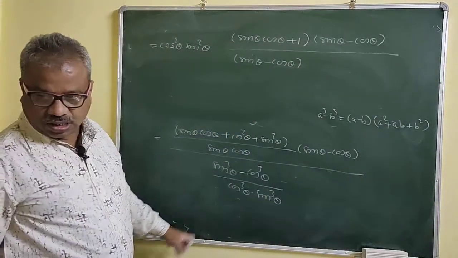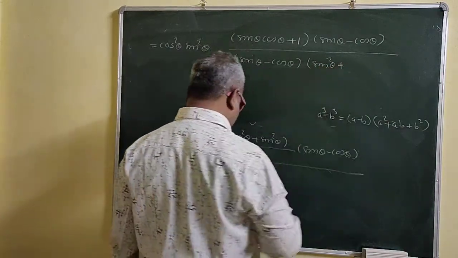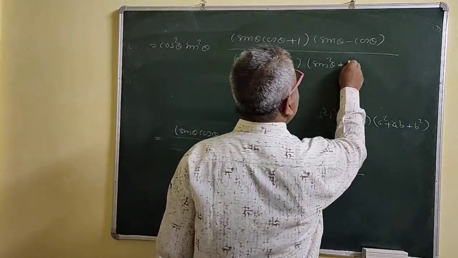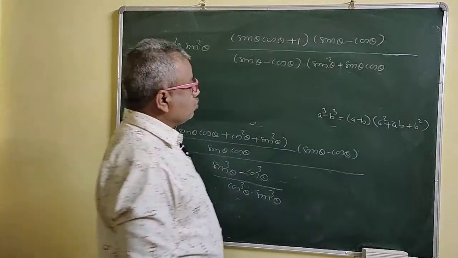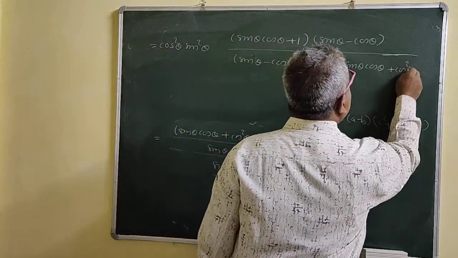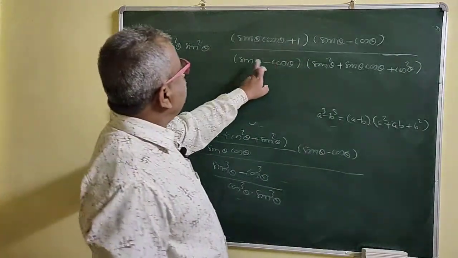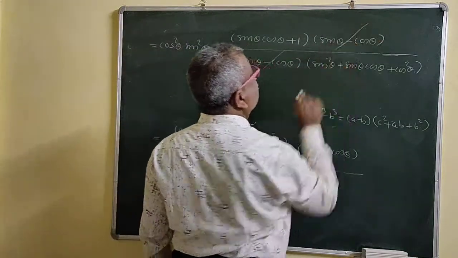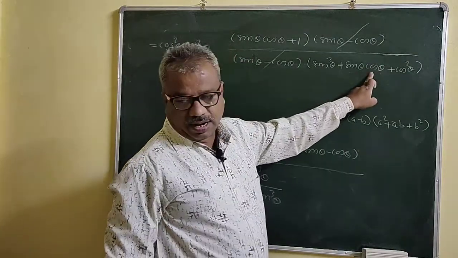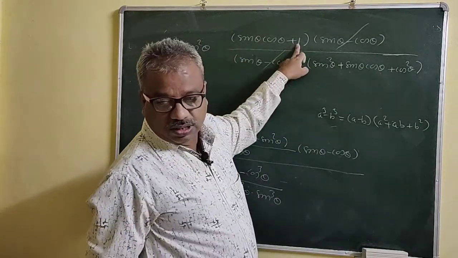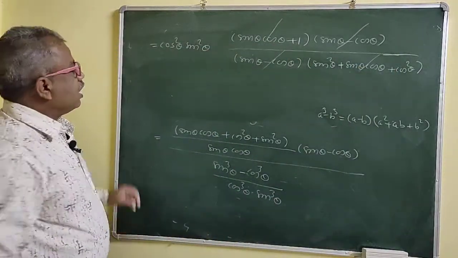Sin theta minus cos theta, then the square of the first one, sin square theta, plus the product of this one, so the product will be sin theta cos theta, and then the square of the second one, which is cos square theta. Now see, the sin theta minus cos theta gets cancelled. And this is again 1 plus sin theta cos theta. This is also 1 plus sin theta cos theta. It will also get cancelled, because they are the same.